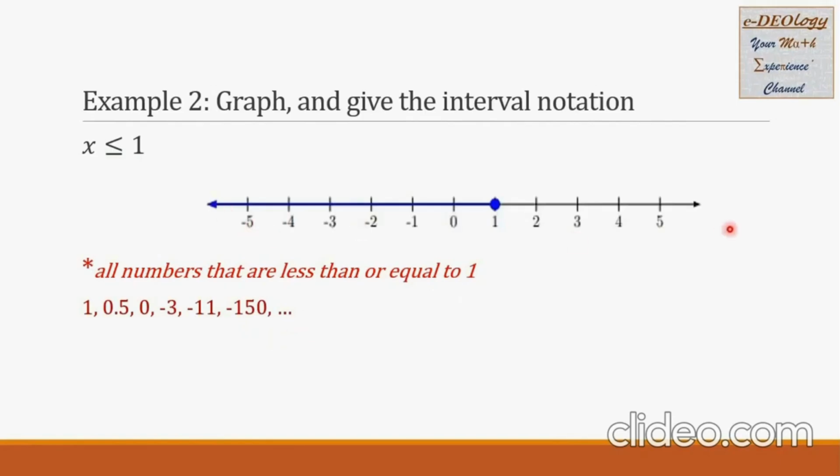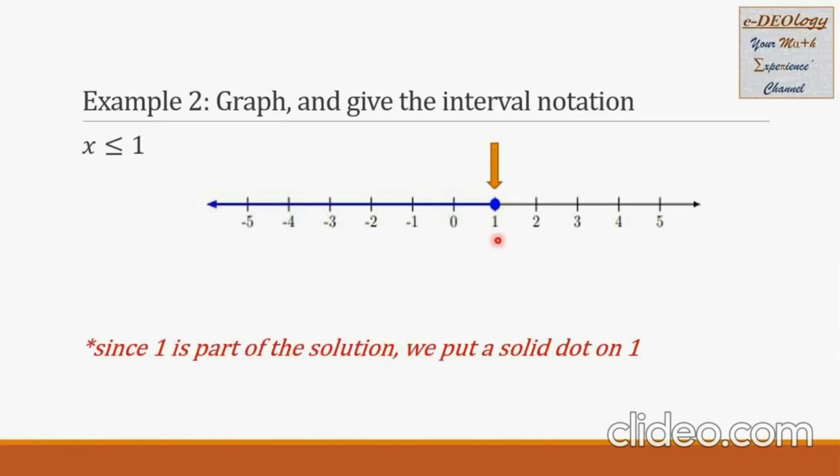So on the number line, first let us locate the reference number, and that is the 1. The number 1 is here, and all numbers that are less than 1 are those numbers that are going to the left side. So we draw a blue arrow here going to the left side, and this is going to -infinity. Take note also that since 1 is part of the solution, we put a solid dot on top of the 1.